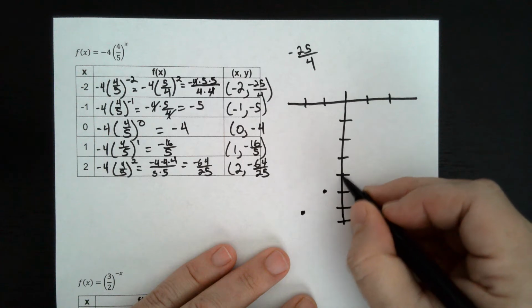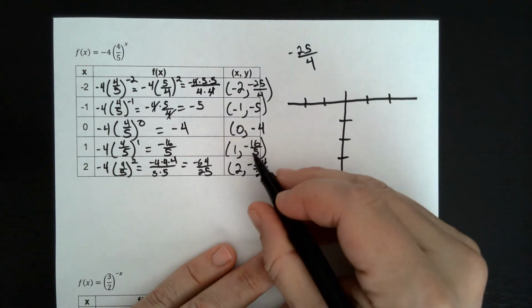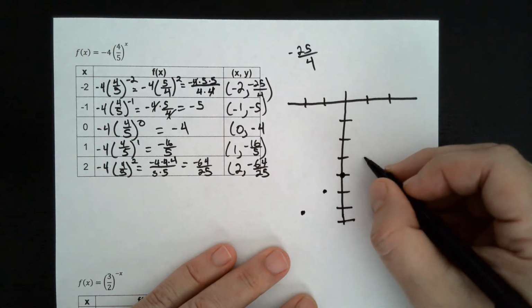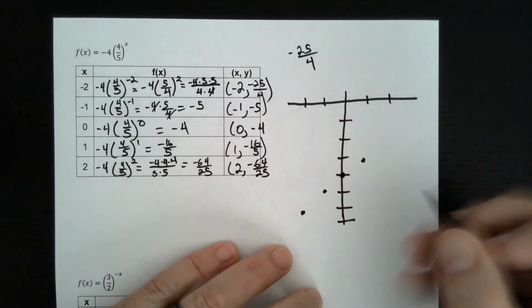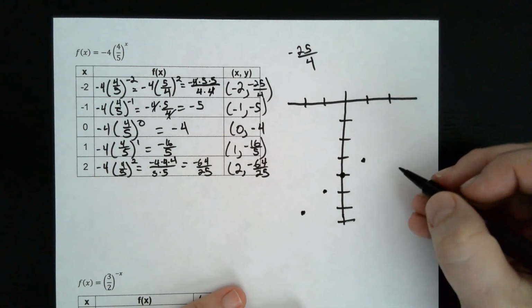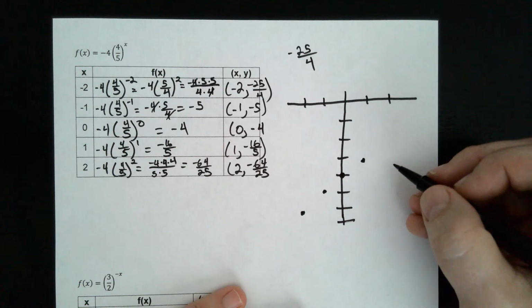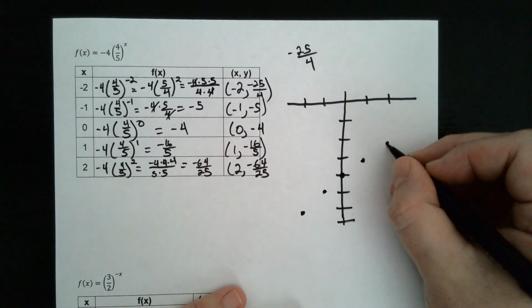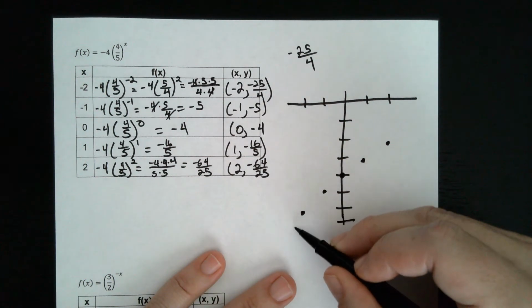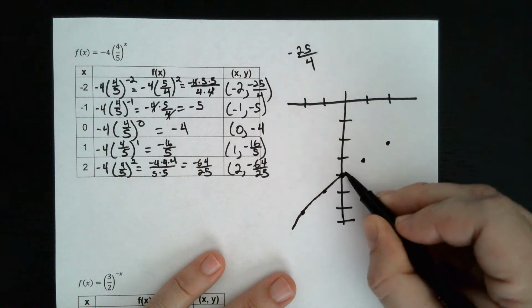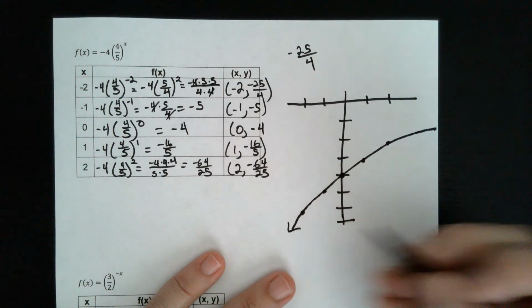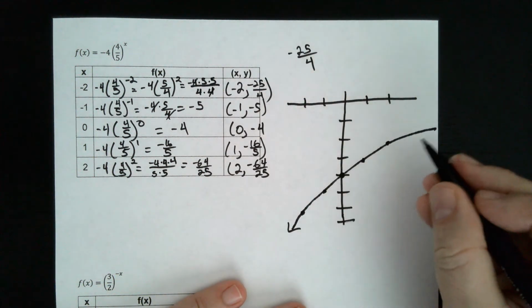0 went to -4. 1 went to -16/5, which is a little bit more than -3, so like here. And then 2 went to -64/25, which is about -2.5. Okay, so it's hard to see that this thing is curving at this point in the graph. You kind of need to zoom out on it, but you can expect that it will eventually start doing this, and this will eventually go down faster, and this will eventually level off.